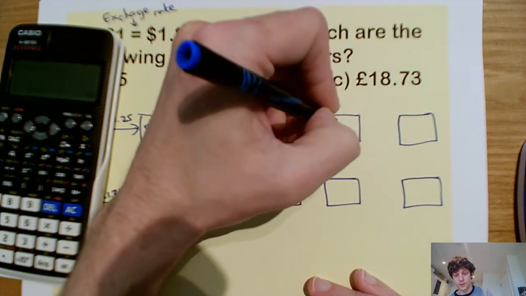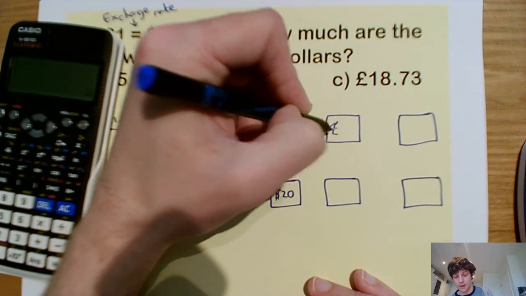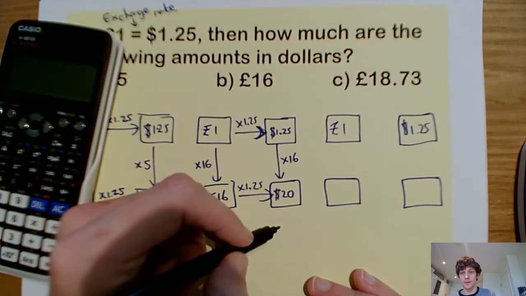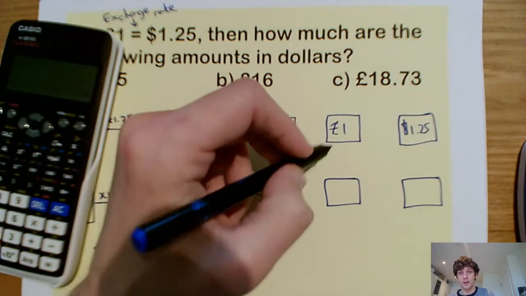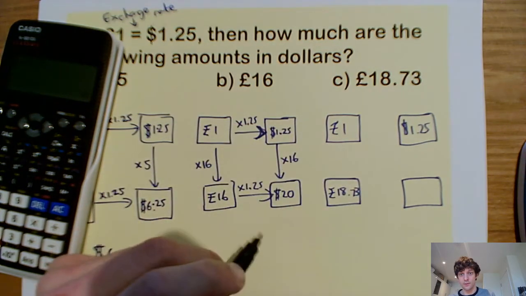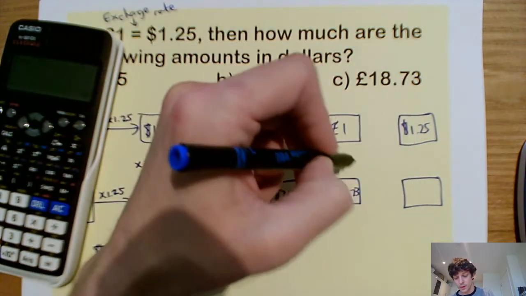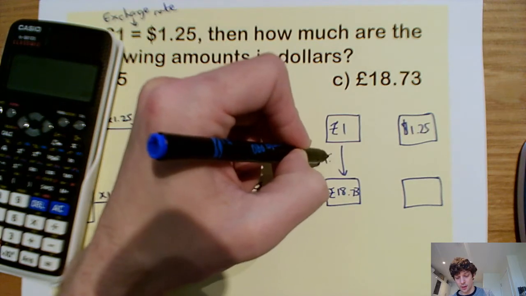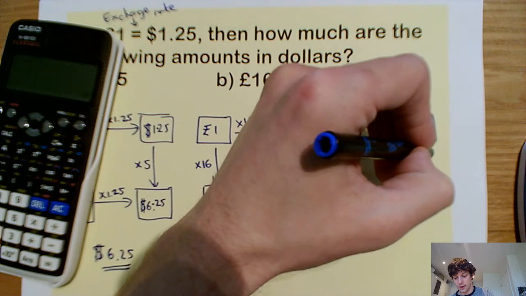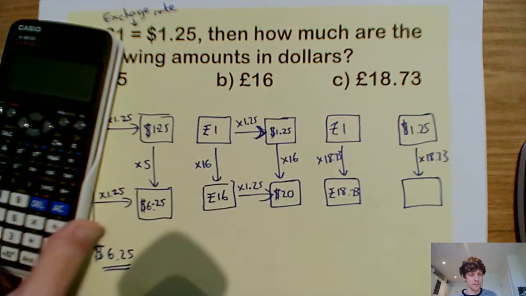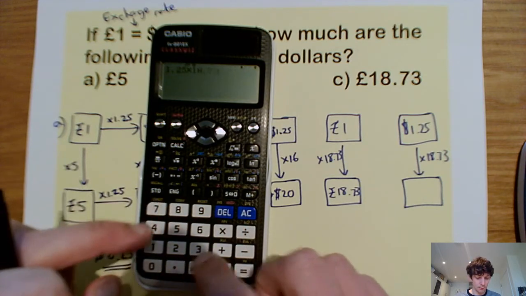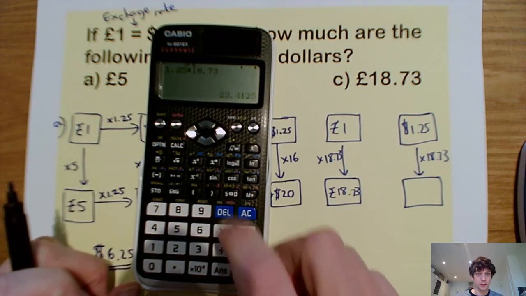So I'm still using my exchange rate of £1 being $1.25. Now I want £18.73. So to get down there, I'd multiply by 18.73. So to get down here, I'd do exactly the same thing. Okay, 1.25 times 18.73. Change it into a decimal.